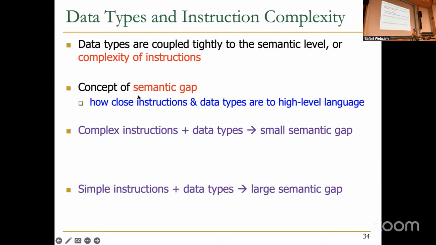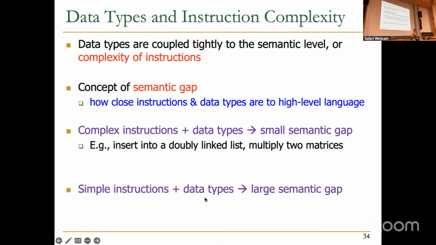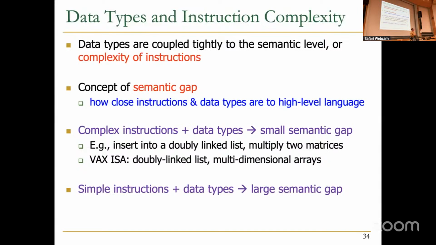So if you have complex instructions and complex data types, you have a small semantic gap. If you have simple instructions and simple data types, you have a large one. Let me give you a few more examples. For example, you can have an instruction that inserts into a doubly linked list. This makes your life easier, right? A hash map instruction, right? Instructions that operate on hash maps, or on key-value stores.